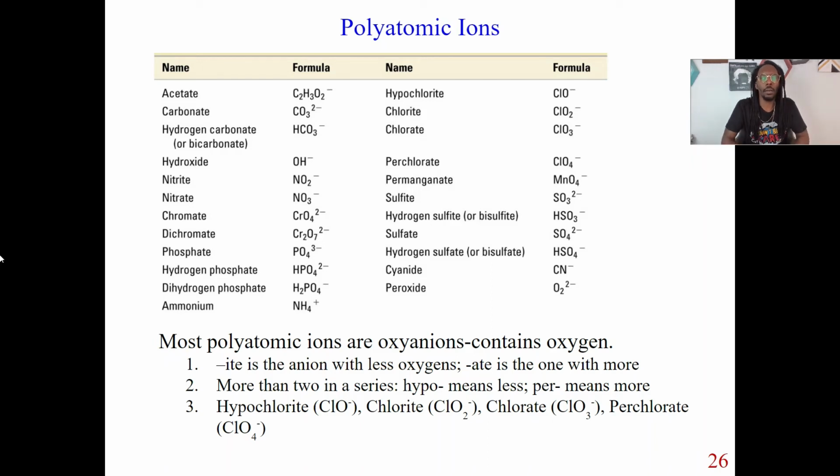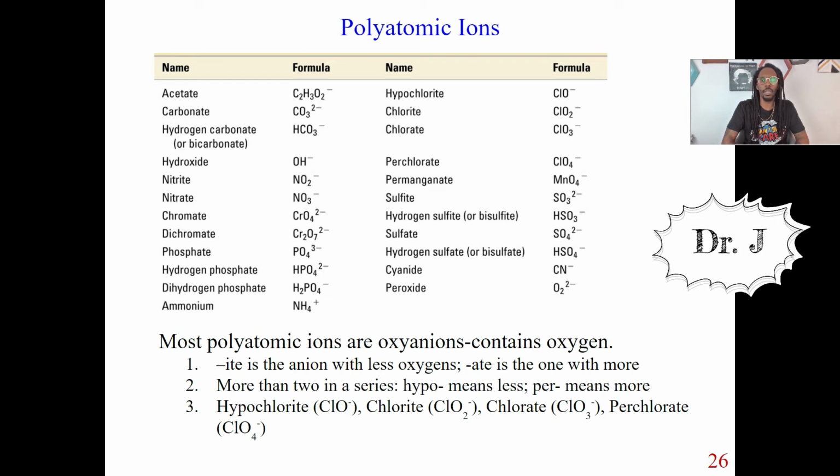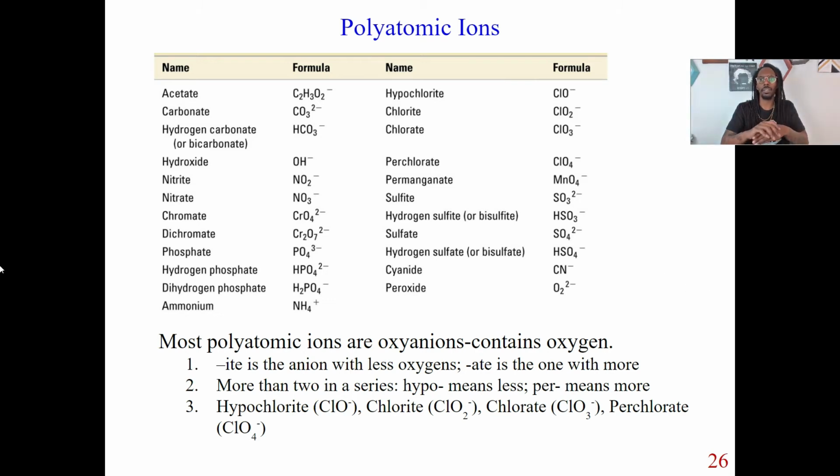Let's talk about polyatomic ions. So polyatomic ions basically are, as it sounds, multiple atoms. In this case, they're ions. Let's look at a couple here.